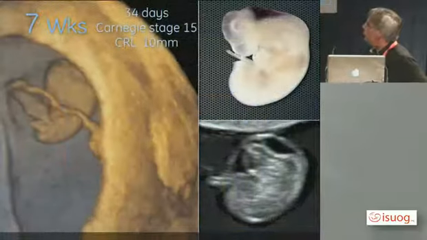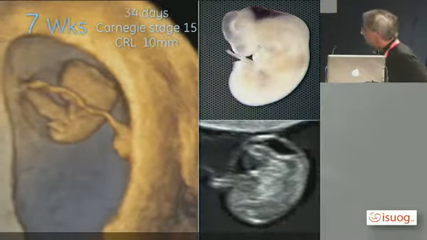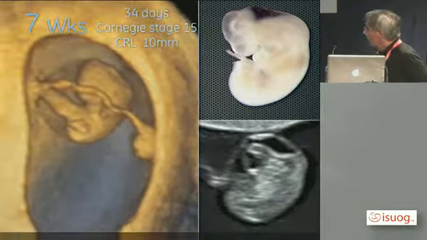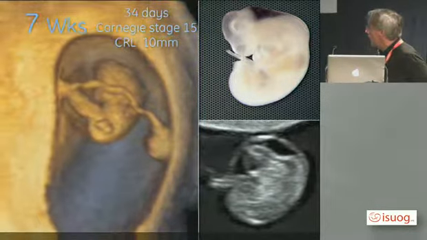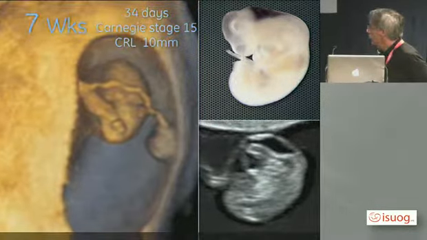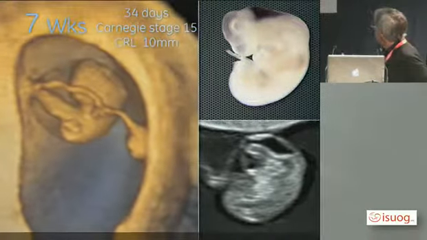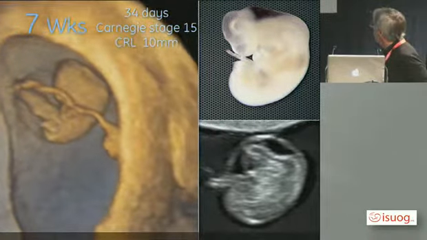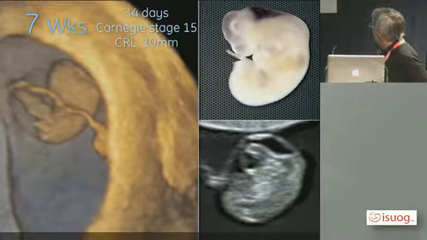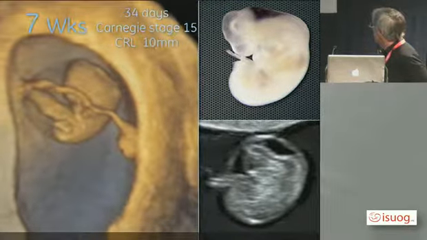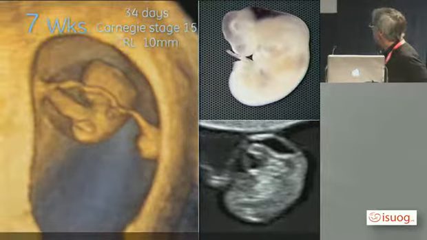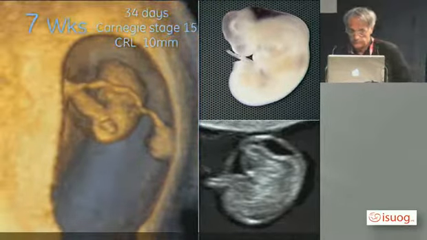Now we move to 7 weeks, with the embryo, the limbs, the yolk sac, the vitelline duct going to the umbilical cord. And this is a mid-sagittal view of this embryo, and you can see the head is beating because the heartbeat transmits the movement to the head. This is normal at this stage of pregnancy.